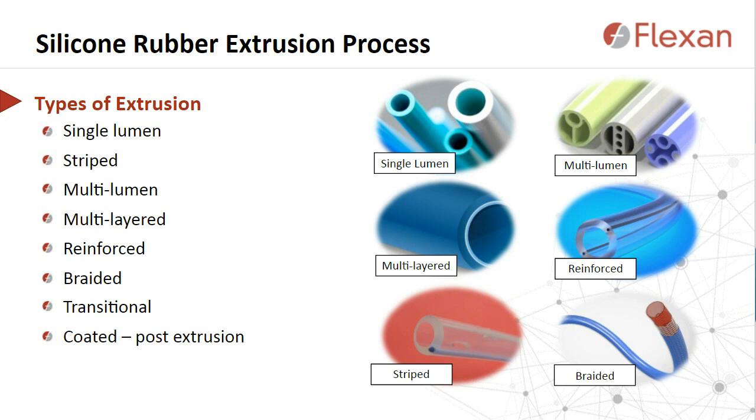Braiding, when incorporated into an extrusion, provides yet another method of reinforcement that can improve a tube's resistance to being crushed or kinked, as well as provide resistance to twist, allowing it to be steered in certain applications. Transitional tubing is a type of tubing where lumens may be added or removed during the process of extrusion. And finally, we have coated extrusion. Extrusions are generally coated after they have been extruded, and the coatings can also add additional performance properties such as lubricity.